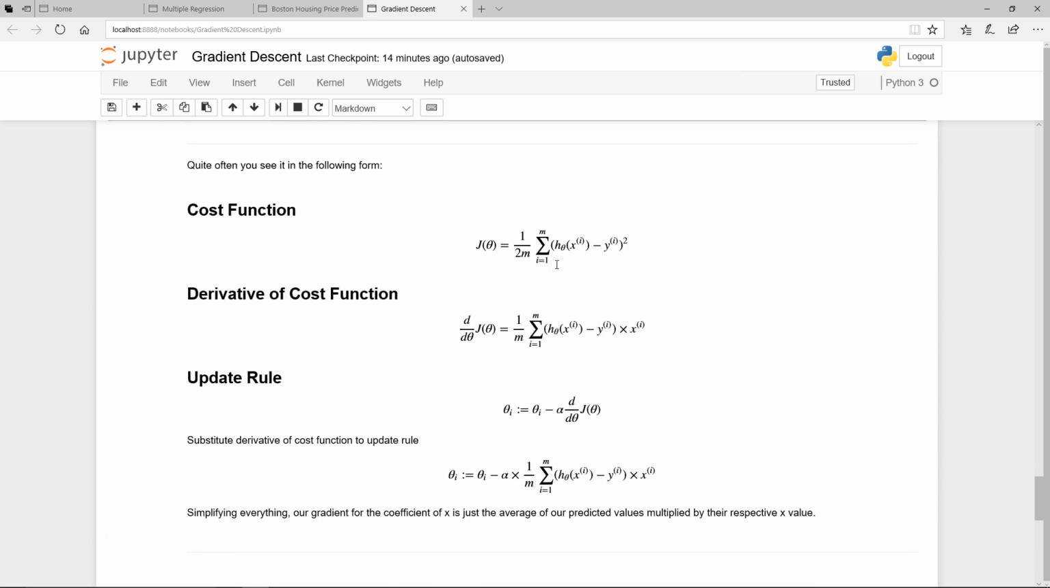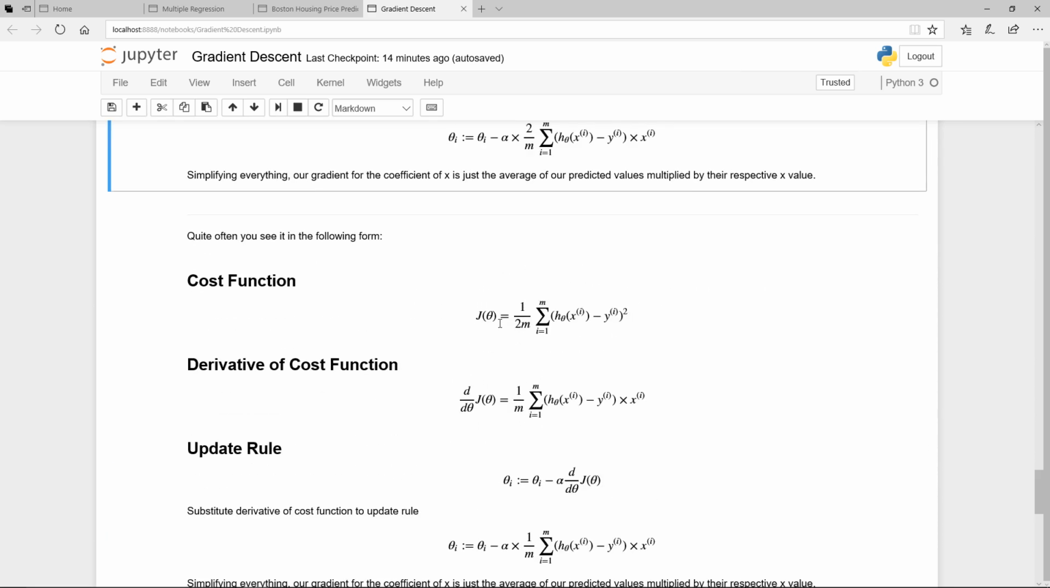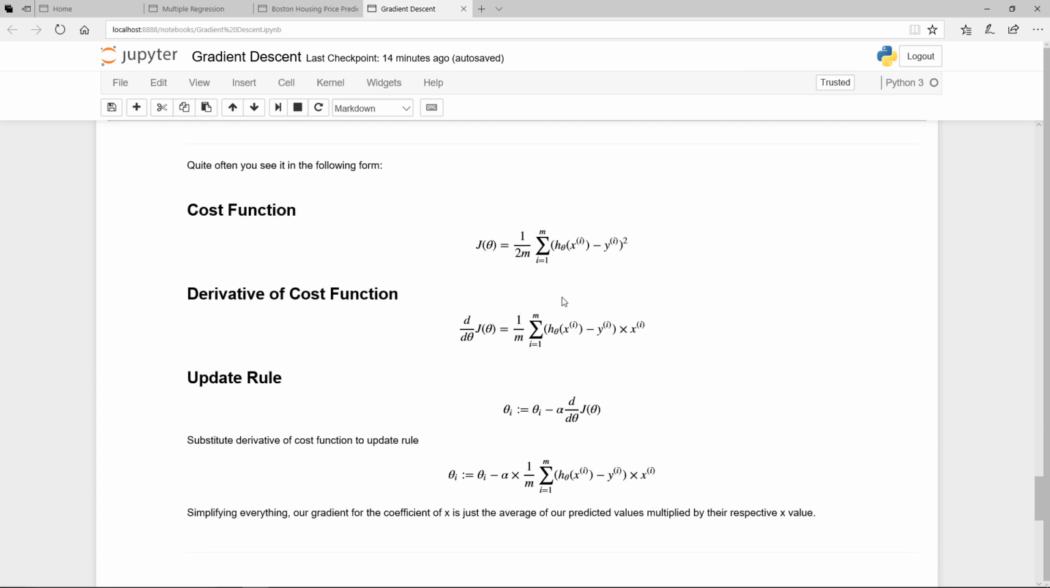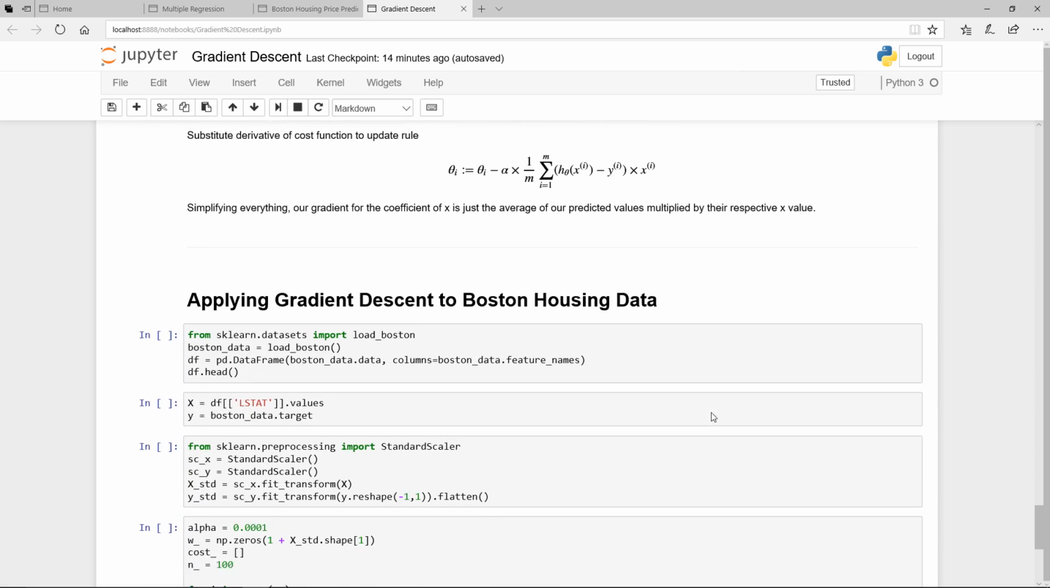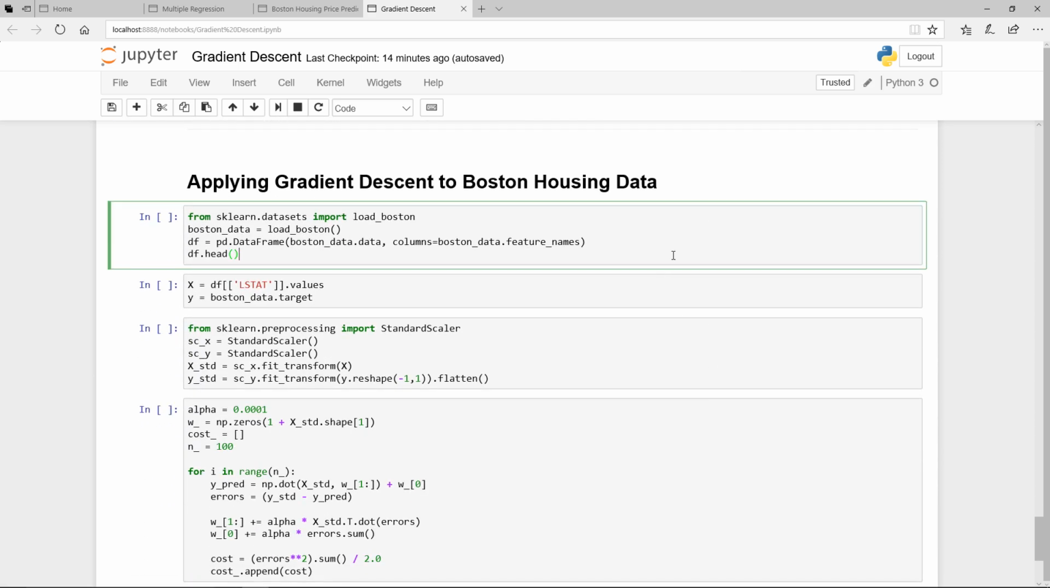The reason being, when you bring the 2 down and actually calculate the derivative, the 2 with the 2 cancels out, and you get a nice and neat function. Hence the reason why people start off with 2 for the cost function. Right, so we're going to apply this gradient descent to the Boston housing data.